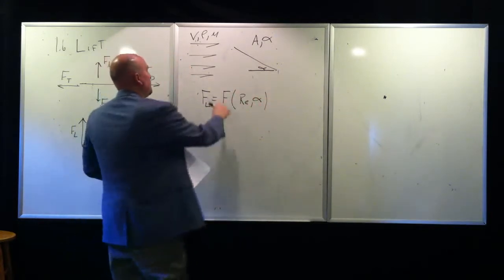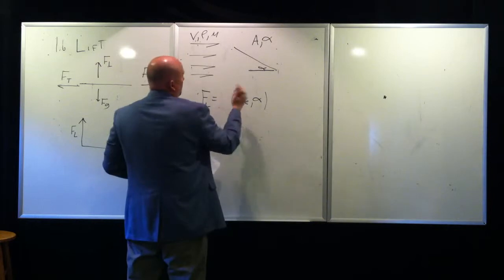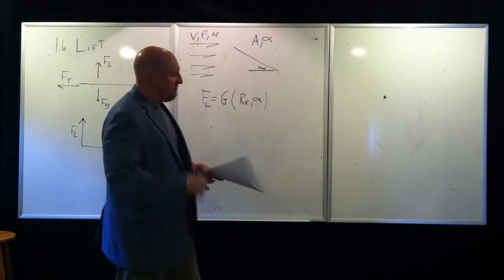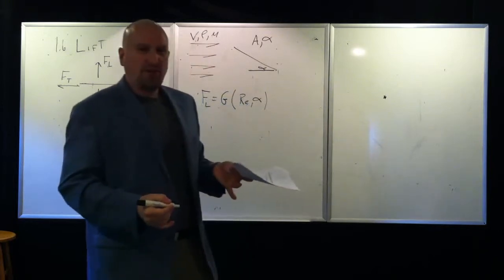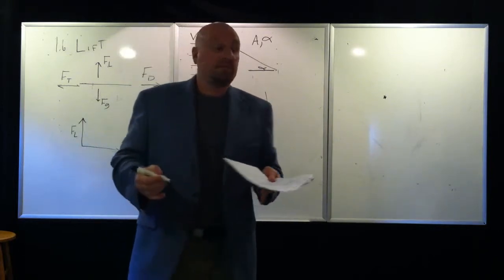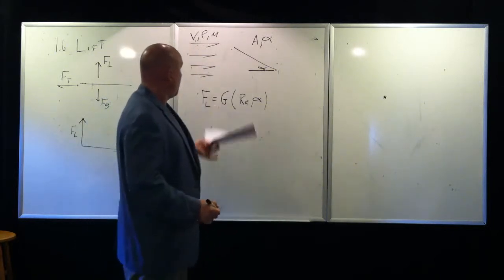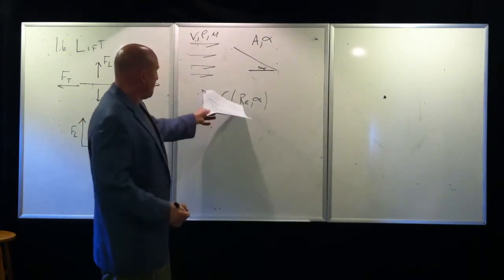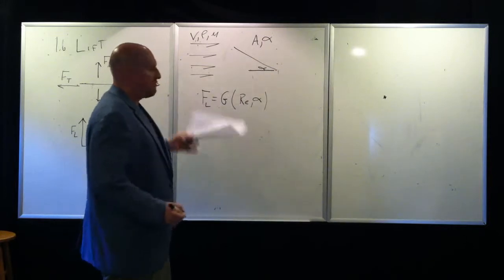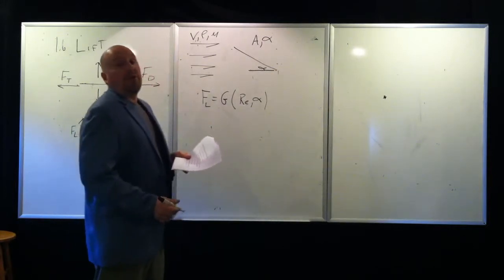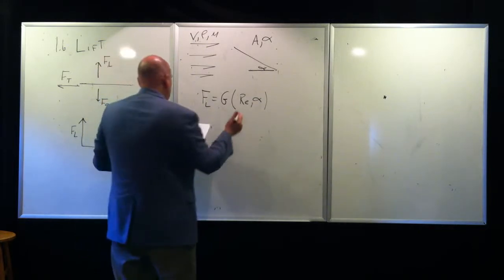Force of lift, actually let's just call it a function. Different function, let's not call it f, but let's call it g. So it's some sort of function. When I mean function, it's going to be some sort of algebraic formula of Reynolds number and alpha. So as your Reynolds number changes and your alpha changes, the force of lift is going to change. What I'm going to do is give you what that formula is going to be.